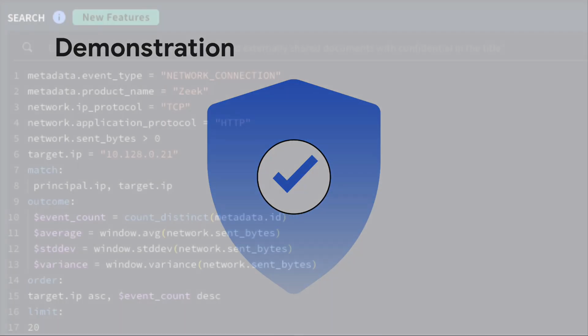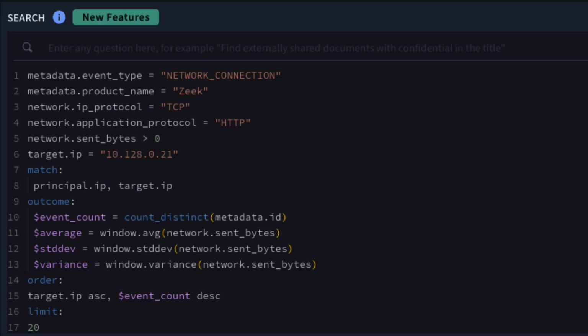Our search will focus on Zeek HTTP network events that are coming to a specific server in my network where the sent bytes are greater than 0. We can aggregate the results by the combination of the principal and target IP addresses. The outcome section will provide us with a method to count the total number of events, the average, the standard deviation, and the variance of the bytes sent.